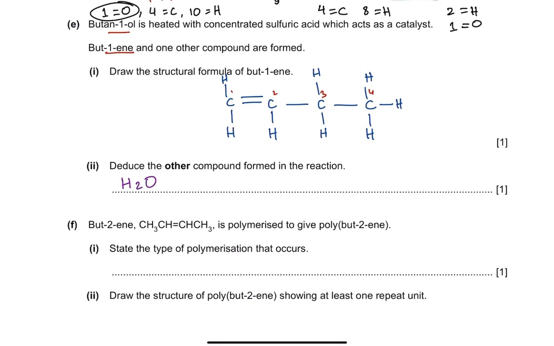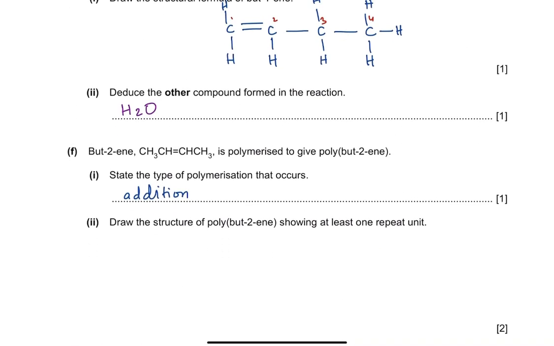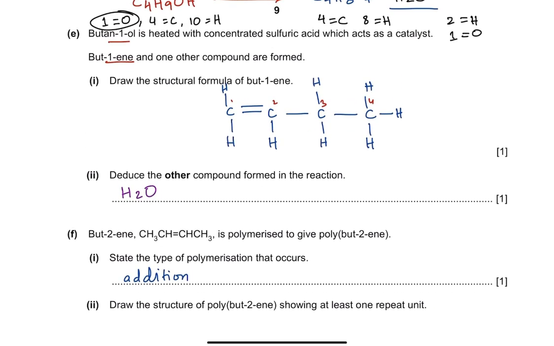Butene is polymerized to give polybutene. State the type of polymerization. Polymerization for alkenes is always addition, because they can perform addition reactions. Draw the structure of polybutene showing at least 1 repeat unit.